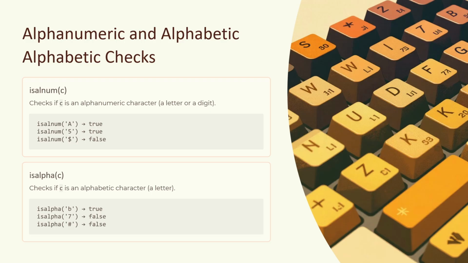Let's see some examples. isalpha of 'B' is going to return true because B is an alphabet. isalpha of '7' returns false because 7 is not an alphabet, whereas 7 is a digit. isalpha of asterisk returns false because asterisk is a special character.